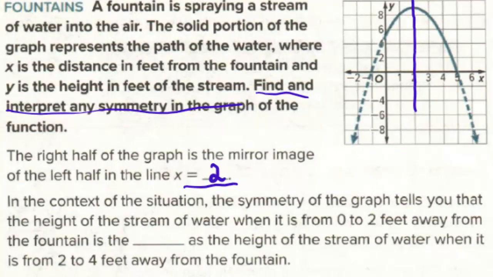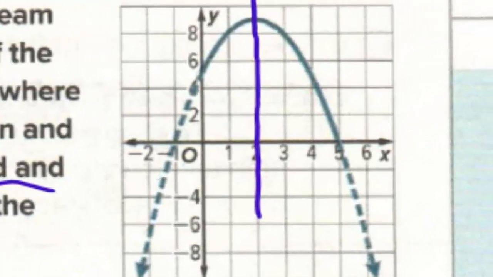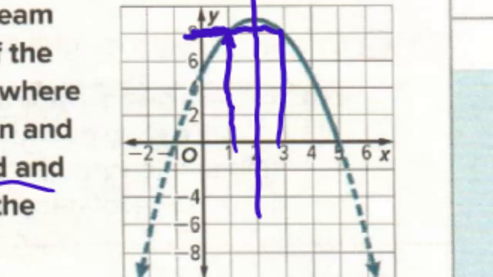In the context of the situation, the symmetry of the graph tells you the height of the stream of the water when it is 0 to 2 feet away from the fountain is the same as the height of the stream of the water when it is 2 to 4 feet away from the fountain. So what that means is if we look at the 1 foot mark here and we go up, we see that the water is 8 feet above the ground. But if we also go to 3 feet and look across, we see that the water is also 8 feet above the ground. So it's symmetrical on both sides, same height.